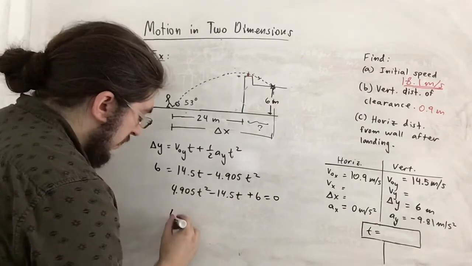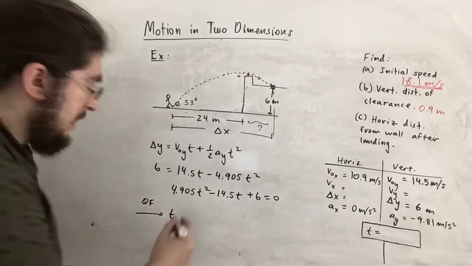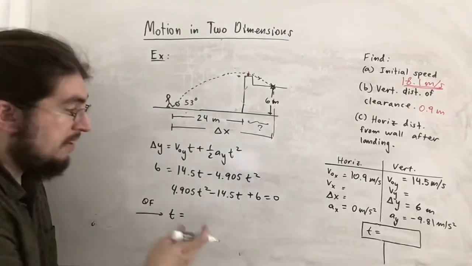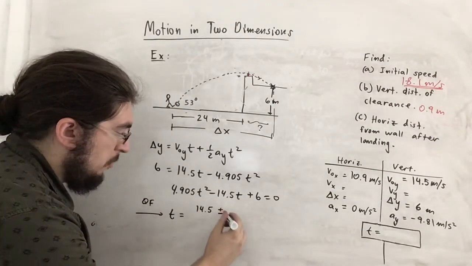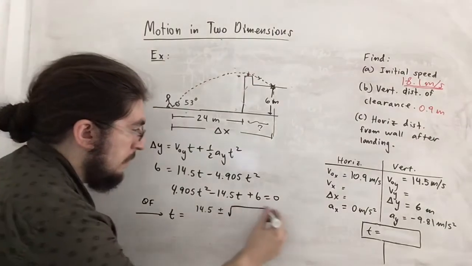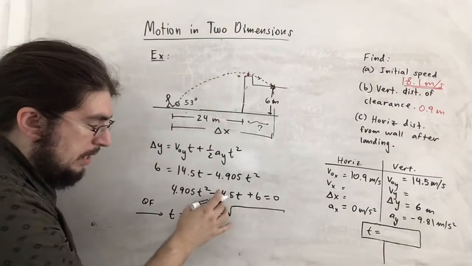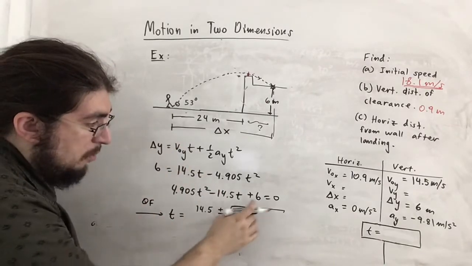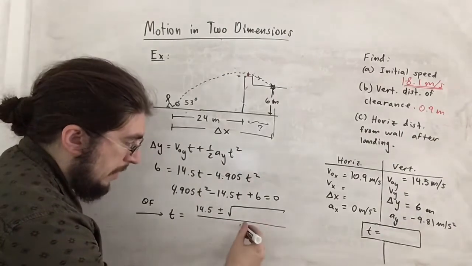So using the quadratic formula, much like we did in the previous problem, let's see what we get. We get negative b, so it's going to be positive 14.5, plus or minus, remember we took the plus one, but let's see what happens here, times the square root of b squared, which we'll have to calculate, minus 4 times a times c, all divided by 2 times this, which is just gravity, 9.81.